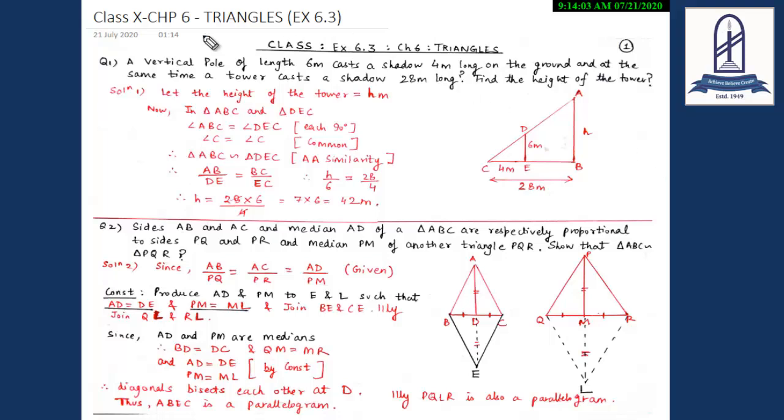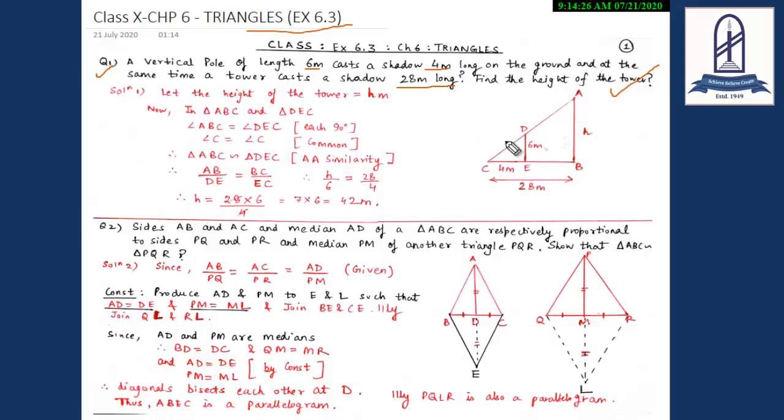Students, today in this video we'll do questions which are based on exercise 6.3. So our first question for today is: a vertical pole of length 6 meter casts a shadow 4 meter long on the ground, and at the same time a tower casts a shadow 28 meter long. So here we have to find the height of the tower.